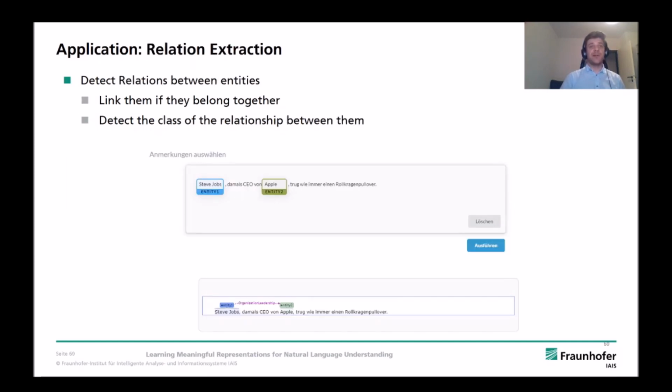Another task, which is very important in information extraction, is relation extraction. And here again we can use modified BERT models. So let's say we have two entities, like Steve Jobs and Apple, and we say, "Steve Jobs, back then the CEO of Apple, always wore a turtleneck." And now this model recognizes that there's a certain relation between these entities, namely the relation organization leadership. This is really important if we, for example, want to systematically extract information from news texts or documents.